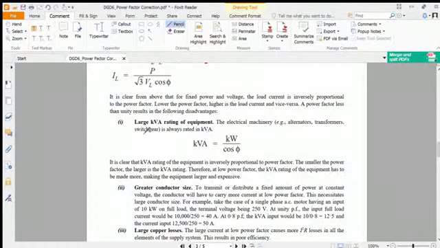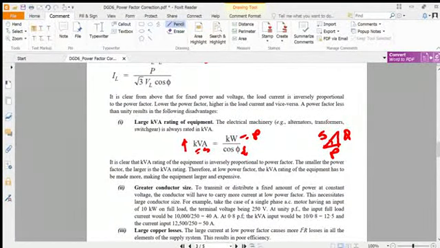The first one is a large kVA rating. We know all the equipment, particularly alternator, transformer, and protective elements like switchgear, are always defined in kVA. Here is the power triangle: it's S, P, and Q, and theta. So cos theta equals P divided by S. If the power factor is low, then the kVA rating will be higher.